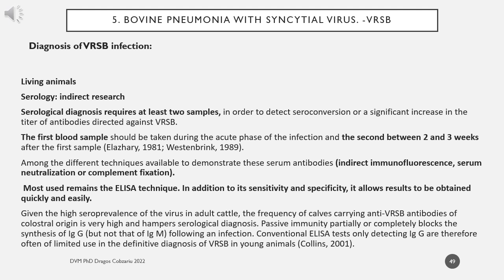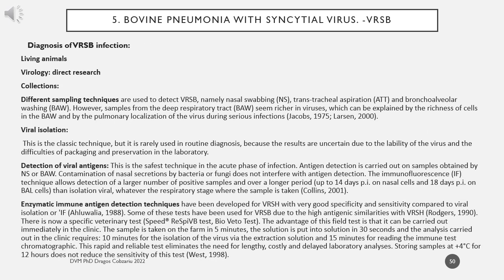Passive immunity partially or completely blocks the synthesis of IgG, but not that of IgM, following an infection. Conventional ELISA tests only detecting IgG are therefore often of limited use in the definitive diagnosis of VRSP in young animals. Different sampling techniques are used to detect VRSP, namely nasal swabbing, NS, transtracheal aspiration, ATT, and bronchoalveolar washing, BAW.